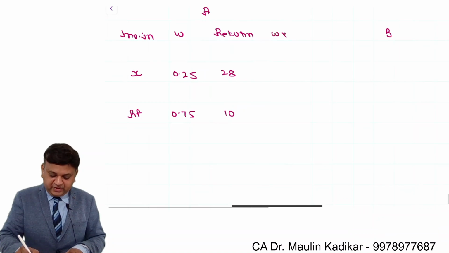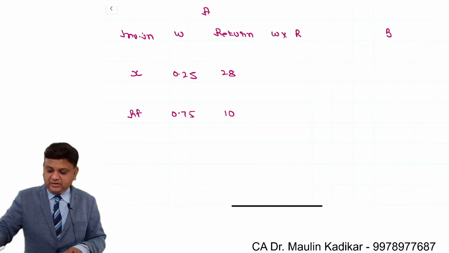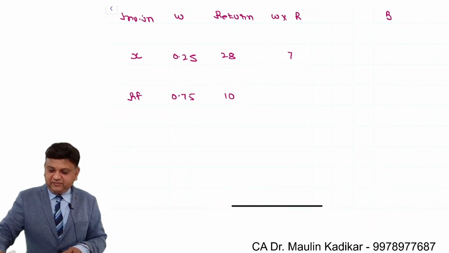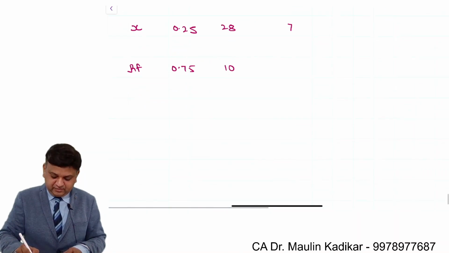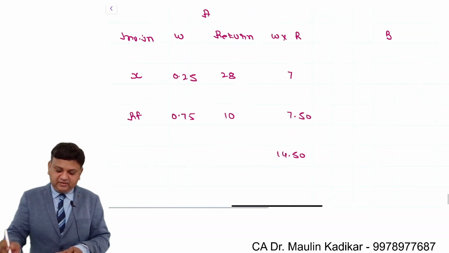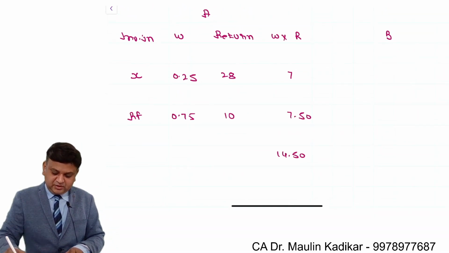So what will happen? Weight into return. So use your calculator. 0.25 into 28, that comes to 7. 0.75 into 10, that comes to 7.5. That comes to overall 14.5. That is the way we understand that the answer can be calculated for Mr. A.